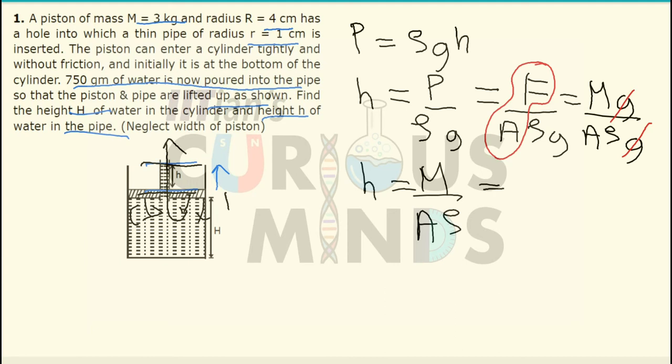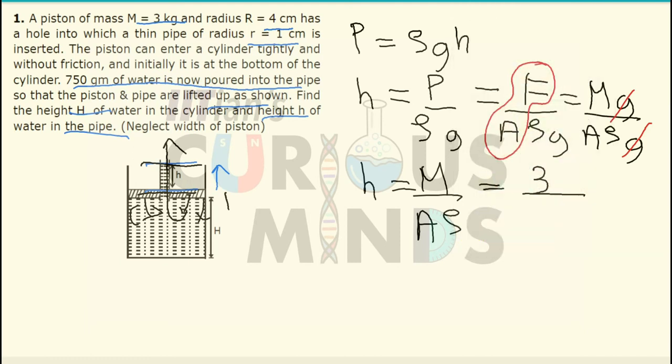So when I substitute the values over here, the mass is given as 3 kg. If I want to calculate the area, first of all understand that the radius is given as 1 centimeter for the small pipe, and for the entire piston it is 4 centimeter. So what is the area on which this piston is applying force?